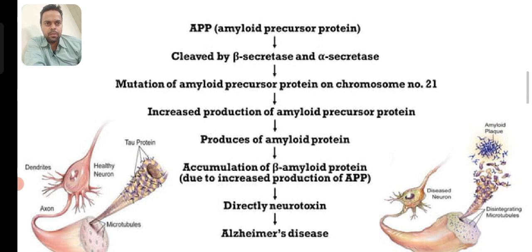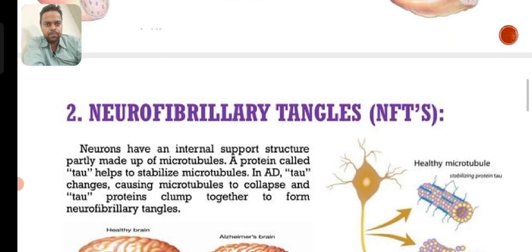Amyloid protein is cleaved by beta secretase and alpha secretase. Mutation of the amyloid protein gene on chromosomes and increased production of amyloid precursor produce amyloid protein, leading to accumulation of beta amyloid protein and reactive neurotoxins, and then Alzheimer's disease.